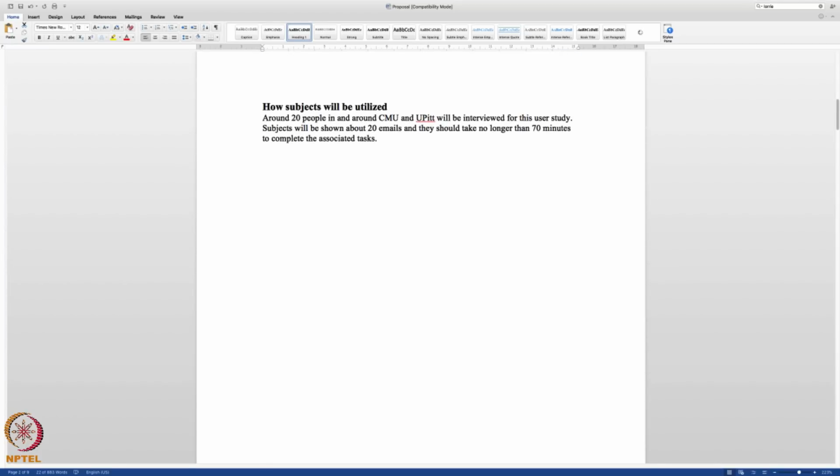So then, how will subjects be utilized? What kind of subjects are you planning to get? So around 20 people in and around CMU and University of Pittsburgh will be interviewed for the study. Subjects will be shown about 20 emails, and it should take no longer than 70 minutes, right? So that's the kind of information that you're giving in the proposal.